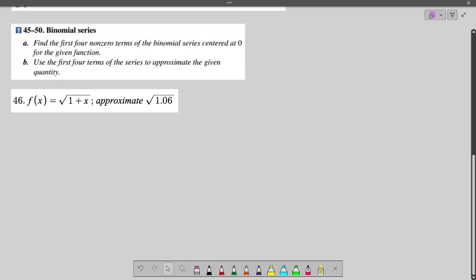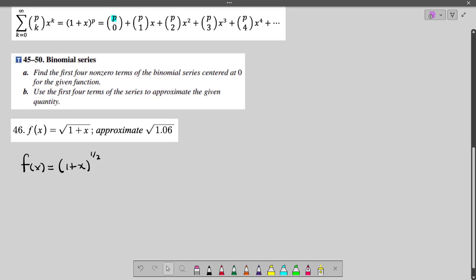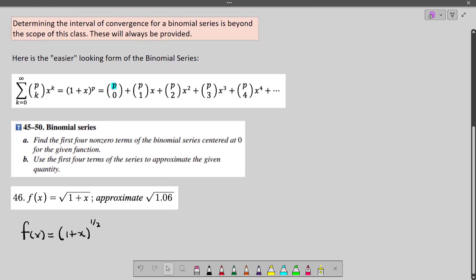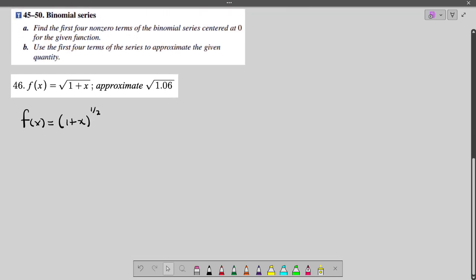First thing I have to do is identify what p is. So I've got this function, 1 plus x to the 1/2. So what's p going to be here? Once again, p stands for power. So p is just whatever the exponent is, so it's going to be 1/2. So this tells us that p is 1/2.